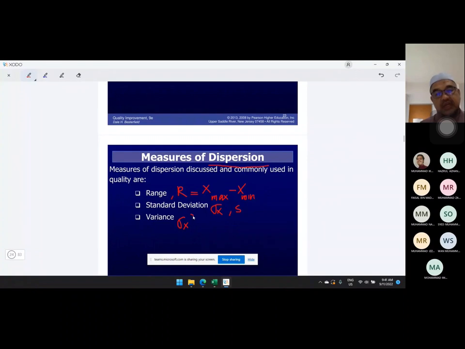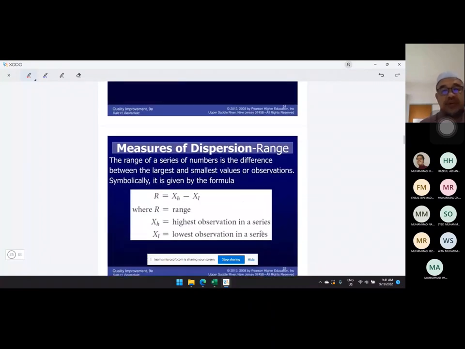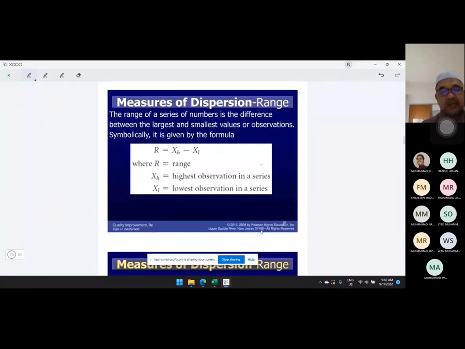and then we have variance here, which is sigma x square, which is population variance, and S square, the sample variance. And we already mentioned what standard deviation is, which is the average deviation from the mean value.